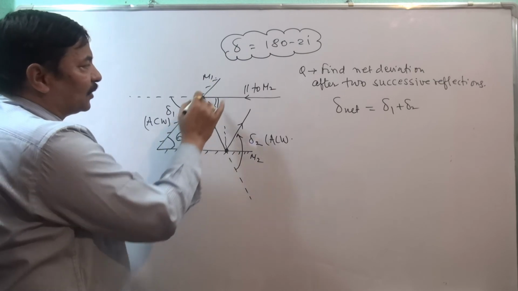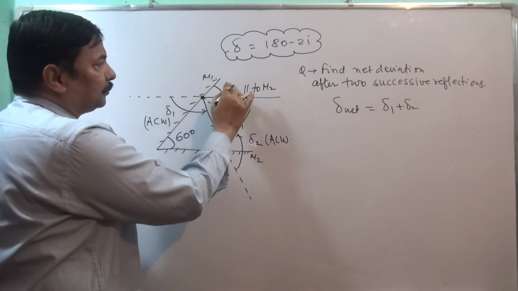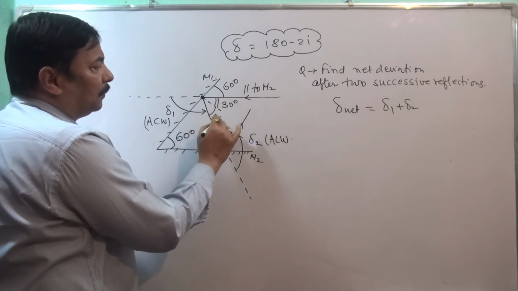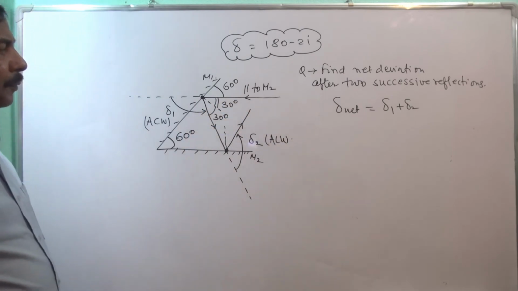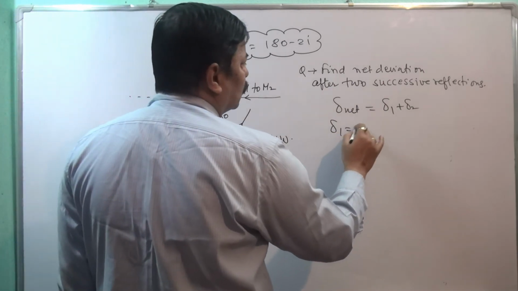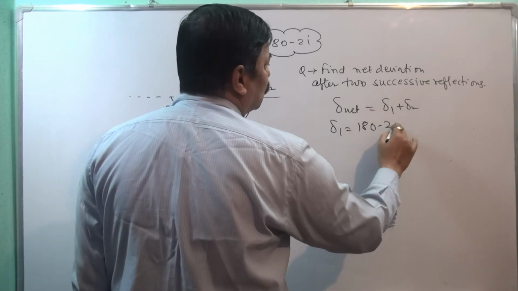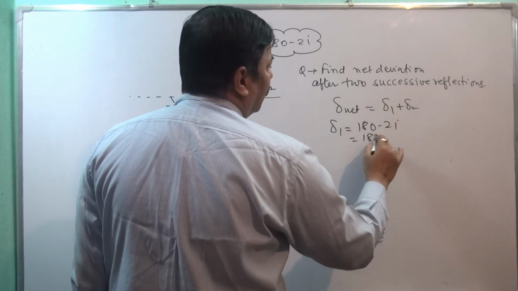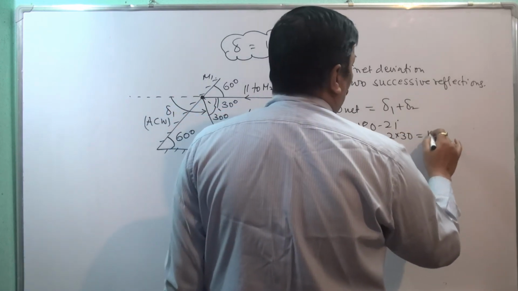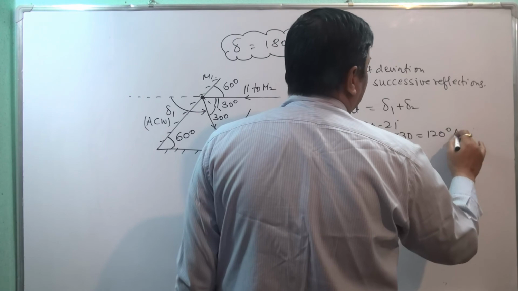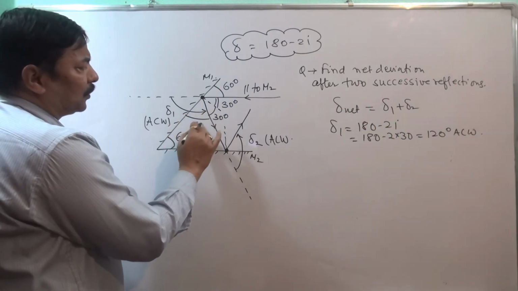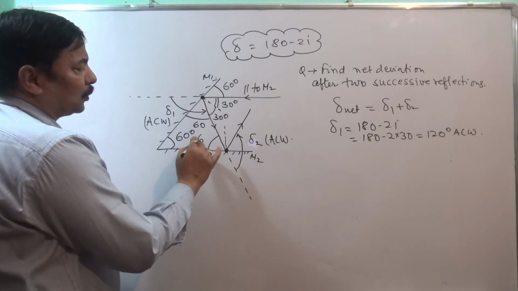Now our main intention is to find delta 1, for which we need this angle. As you understand, this is 60, so this should also be 60. This should be 30. This should be 30. Now you see carefully. Delta 1 is equal to 180 minus 2i, 180 minus 2 into 30, that is 120 degree anti-clockwise. This is 30, so this angle must be equal to 60. So this angle should also be equal to 60.